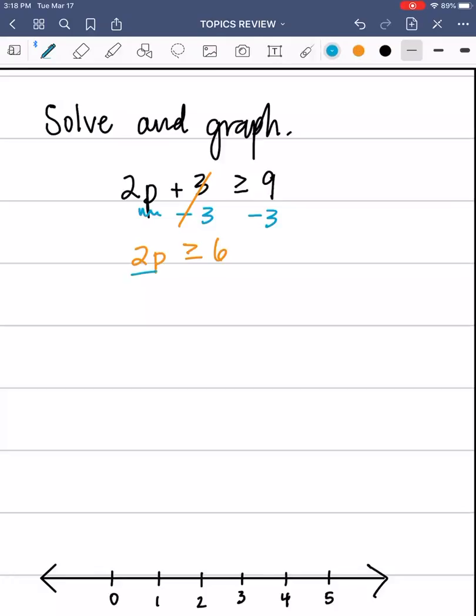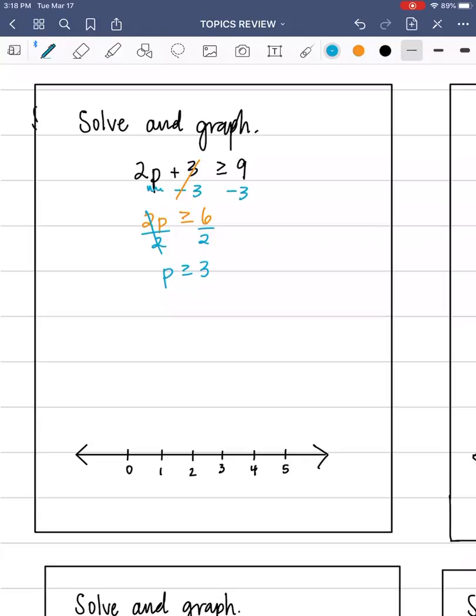All right, and then we got to get p by itself, so we have to divide both sides by 2. 2 divided by 2, p greater than or equal to 6 divided by 2 is 3. Okay, so here we are. P is greater than or equal to 3. This is our answer, but they also wanted us to graph it.